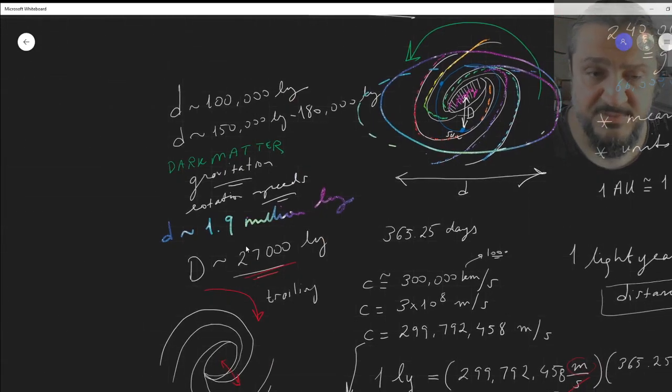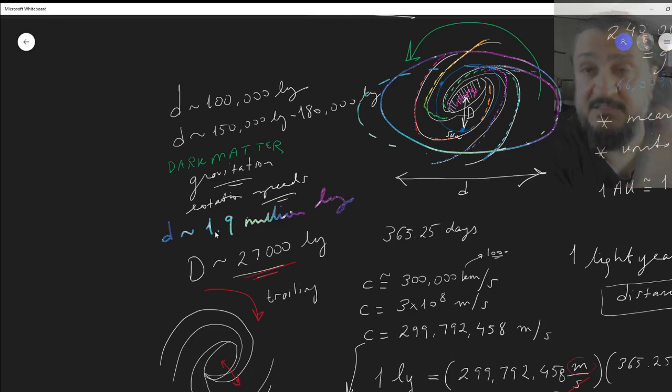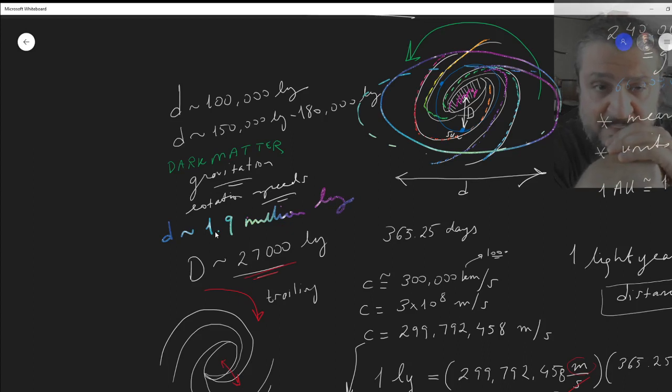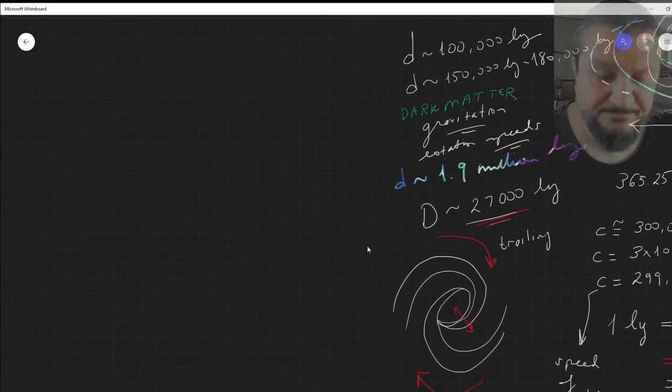With a diameter which could go up to 1.9 million light years if dark matter is included. If you don't include dark matter, 180,000 light years is the latest figure. I think in the book it just says 100,000 light years, which is a classical estimation. So there are around 200 to 400 billion stars in our galaxy. Which of these stars is closest to us? Let's talk about that now.